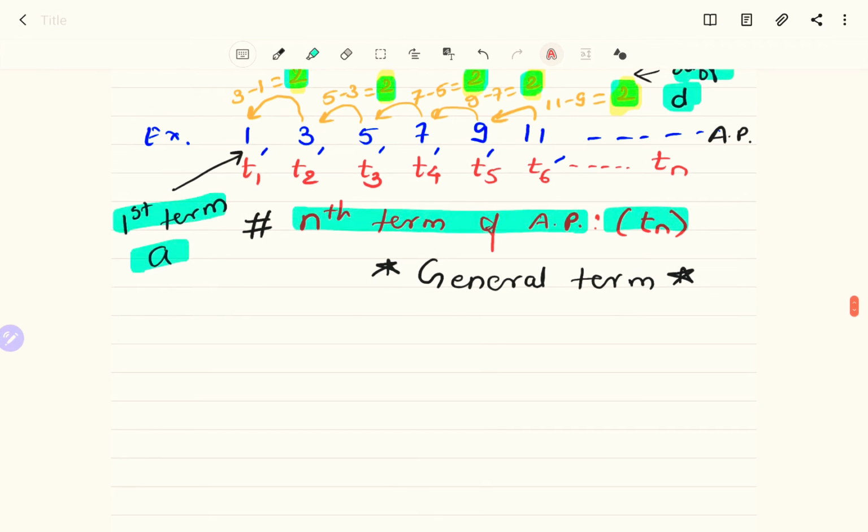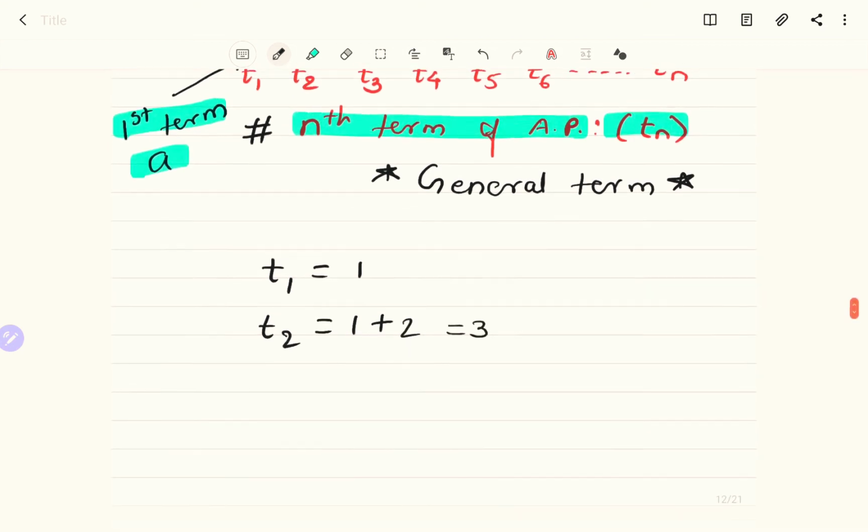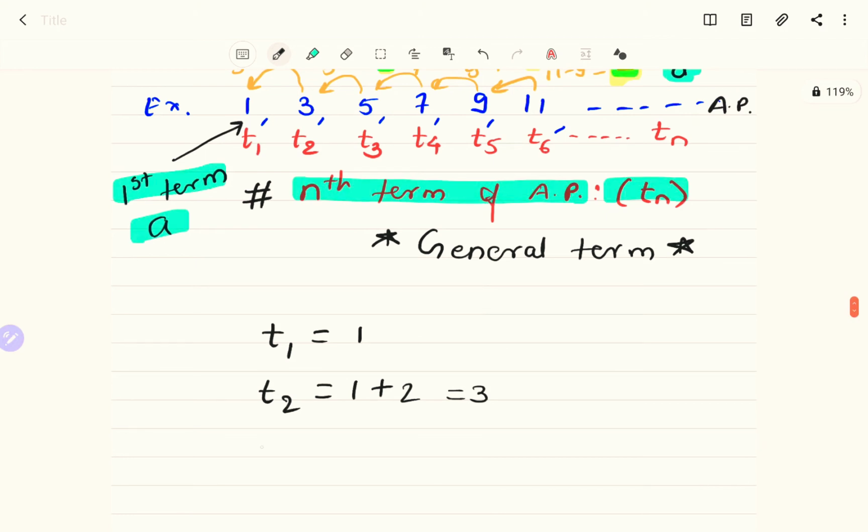Okay, let's try to identify a formula for Tn. If you observe here, the first term of the sequence is 1. To obtain the second term, do a simple thing: just add the common difference to it. You will get the second term, which is nothing but 3 in this sequence.